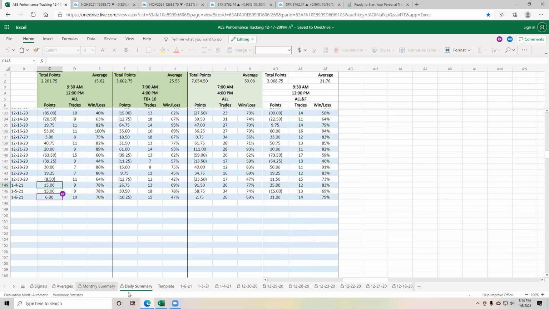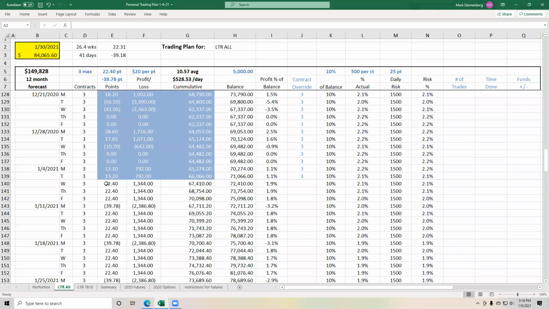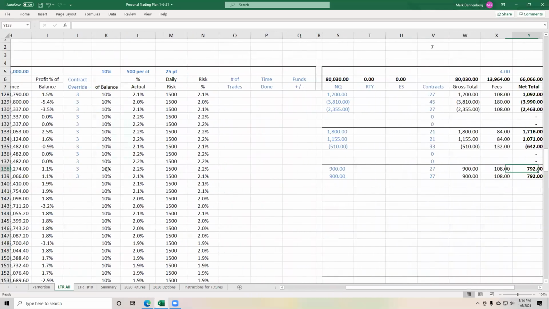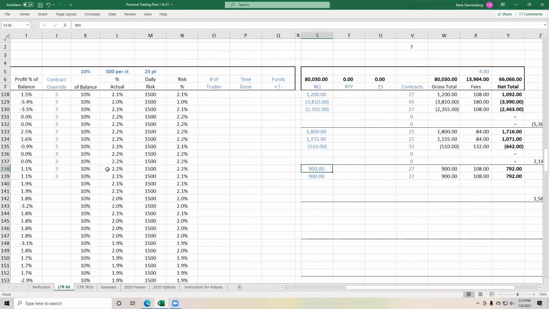So I want to jump over to the personal trading plan. I've already plugged in Monday and Tuesday. So this is the 9:30 to noon category. So we did $900 of profit on Monday, $900 of profit on Tuesday. We did 9 trades, so there were 3 contracts per trade, so it's a total of 27 contracts.